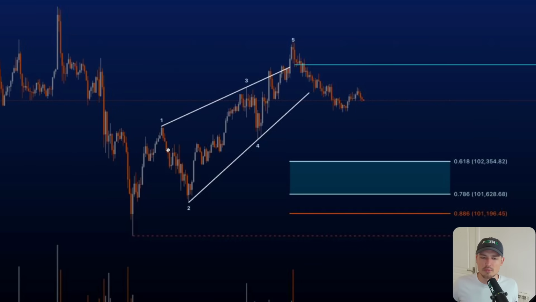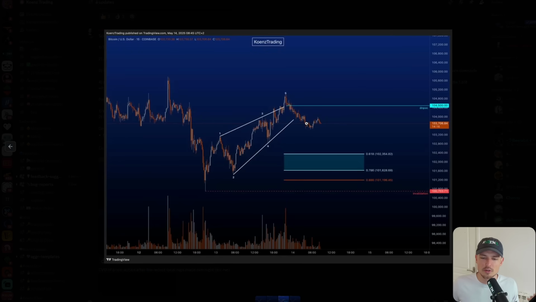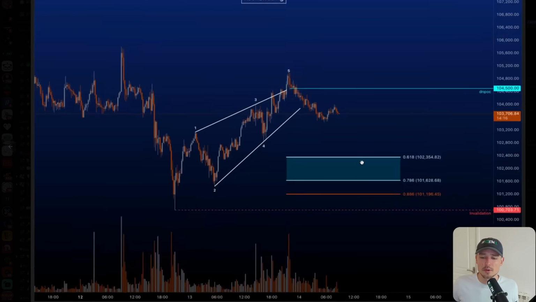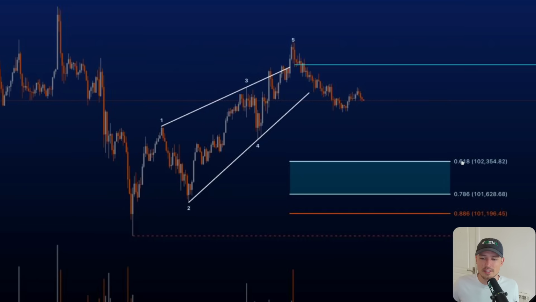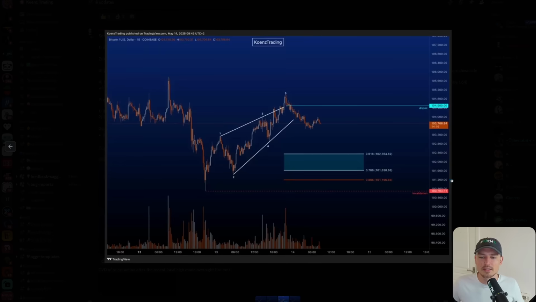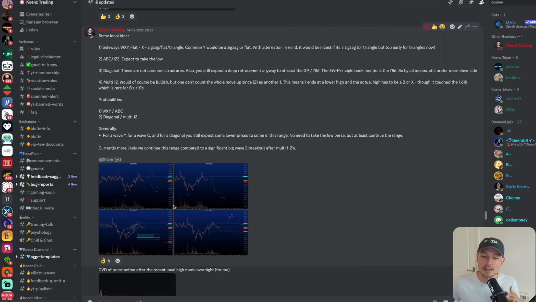Alternatively, if you wanted to see a breakout, then this had to be some sort of a diagonal, but the diagonal is not a very common structure. And after a diagonal, you still preferably want to see a deep retracement to at least the golden pocket to the 786 area, which is the most common area for a retracement after a diagonal anyway, which basically means you're looking for more downside anyway, even though it doesn't really have the highest probabilities.